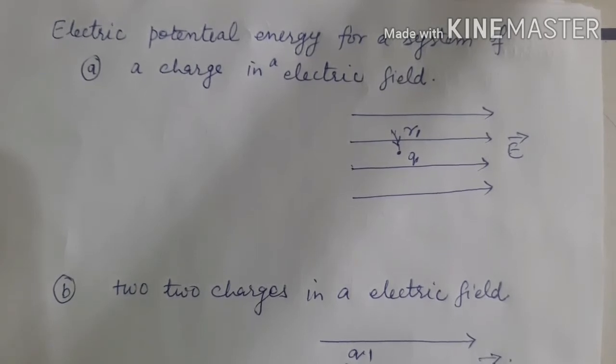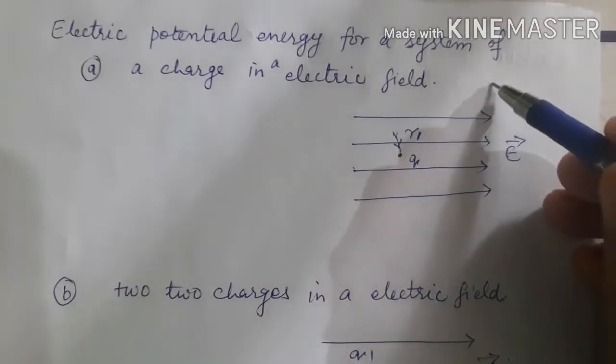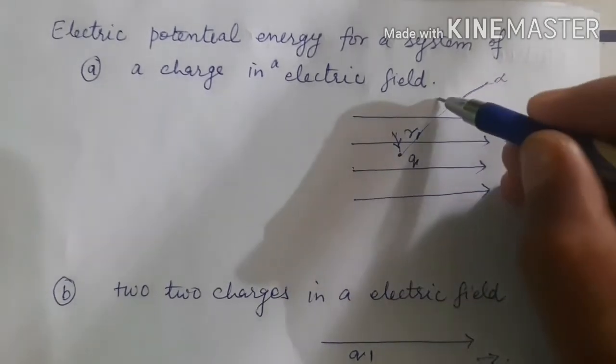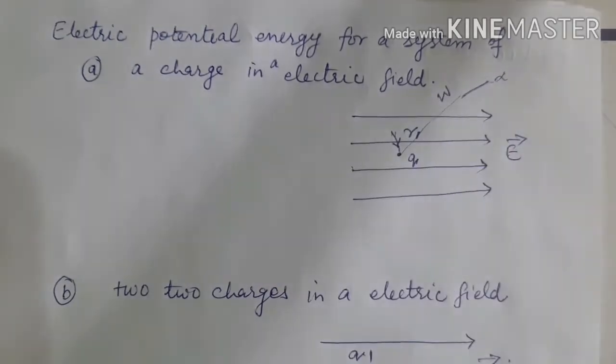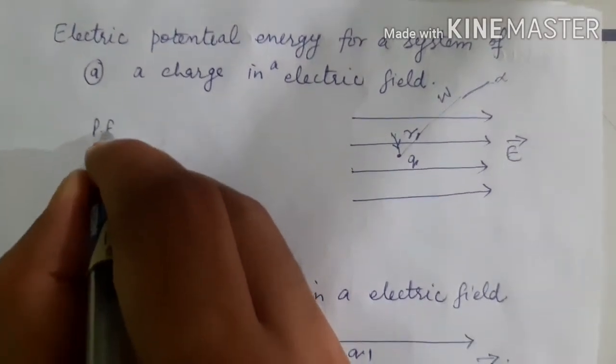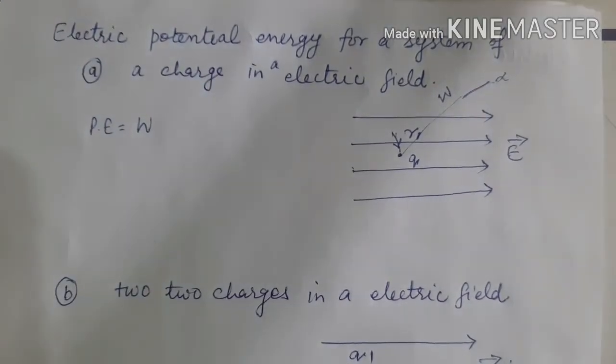We know that the potential energy is the amount of work done to bring a charge from infinity to the respective position. So first of all, I take this charge to infinity and I bring this charge from infinity to this respective position. So what is my amount of work? That amount of work is stored in the form of electric potential energy. So our potential energy will be equal to the amount of work done to bring the charge from infinity to the respective position.